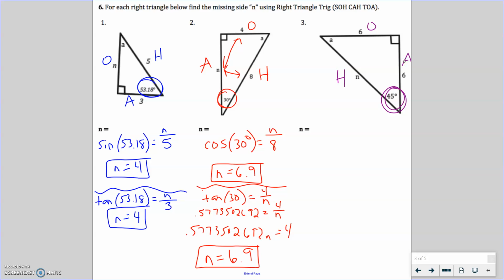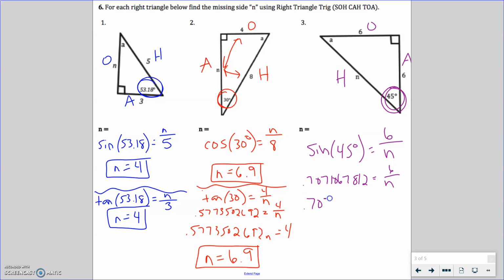I'm going to go with sine and do sine of 45 degrees is equal to O, which in this case is 6, over H, which is n. So sine of 45 degrees, I get this crazy decimal. Remember, I want you to use as much of the decimal as you can, okay?